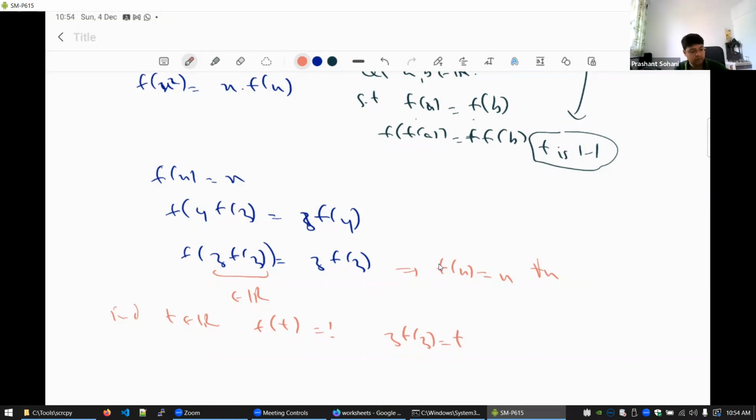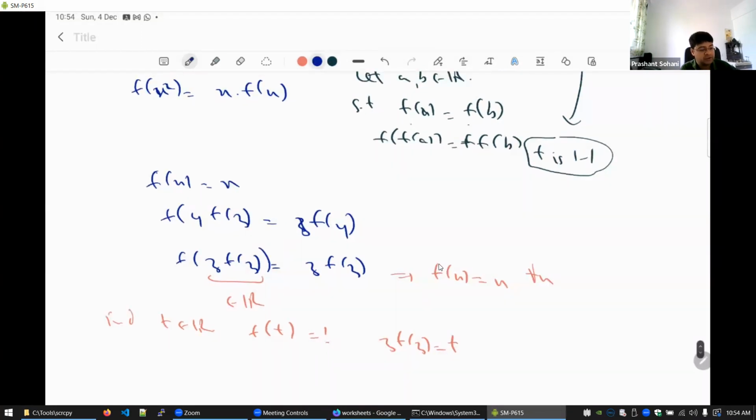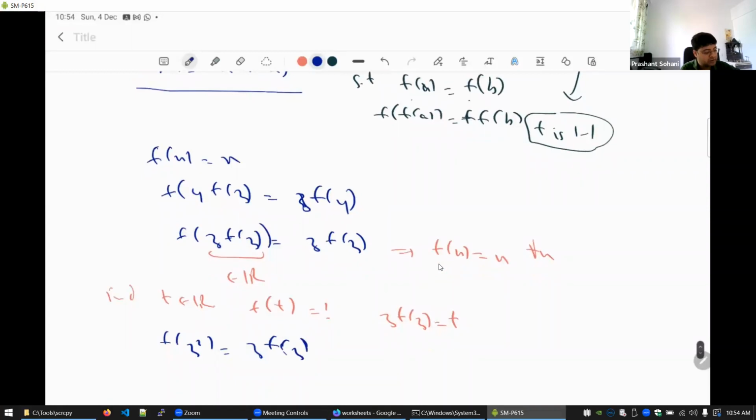So to find such a z such that z times f of z equals t, notice that we already have this expression: f of x square is equal to x f of x. So in other words, f of z square is equal to z f of z. So the question of whether we can make z f of z equal to t is the same as the question of can we make f of z square equal to t. And we know f is onto, right?